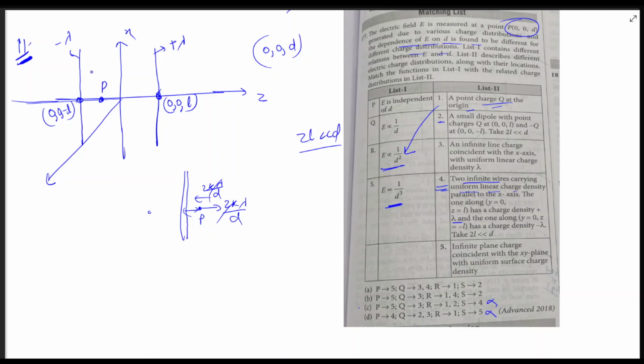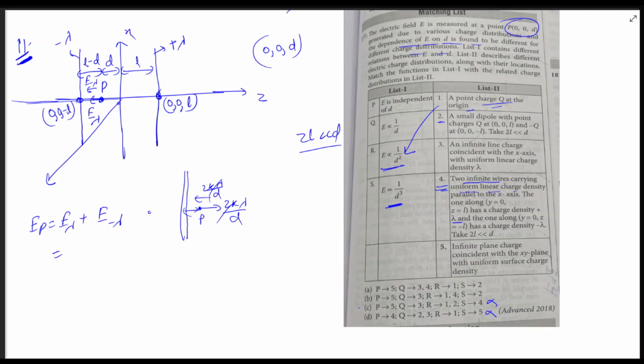Okay, so let's say this is at a distance D. So what will it be? It will be L minus D, right? And this is L. So at this point, due to this, the electric field will be in this direction, and due to this, the electric field will also be in this direction. So it will be minus. So E at point P will be E due to lambda plus E due to minus lambda.